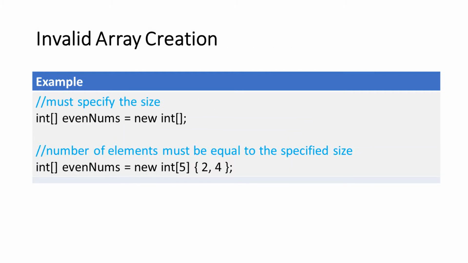The following are the statements that are invalid when declaring and initializing an array. This statement is invalid because the size must be specified if the elements are not initialized. This statement is also invalid because the size must be equal to the number of elements. In this example, the size is set to 5, but there are only 2 elements inside the curly brackets.